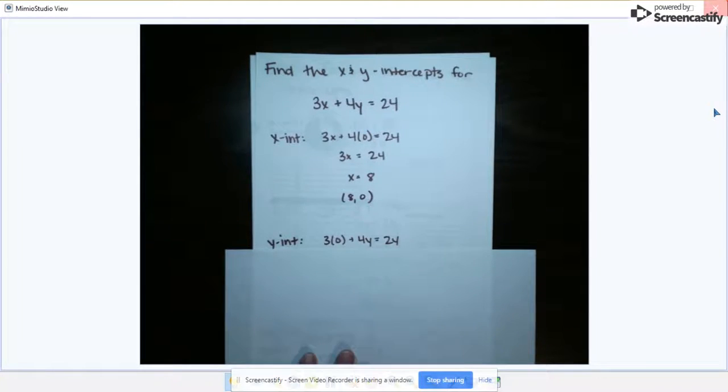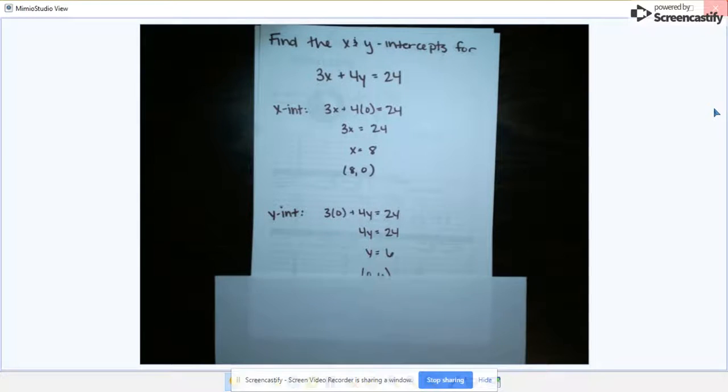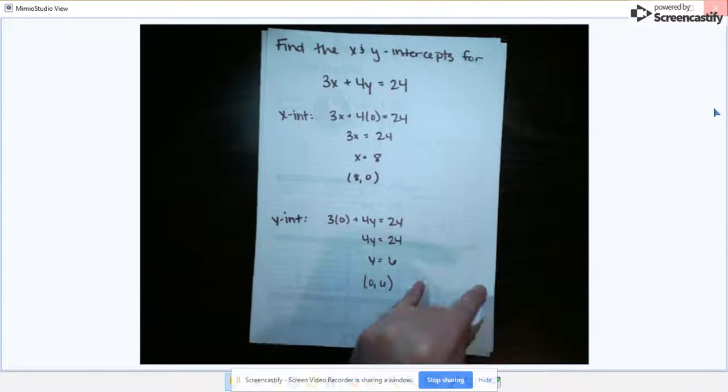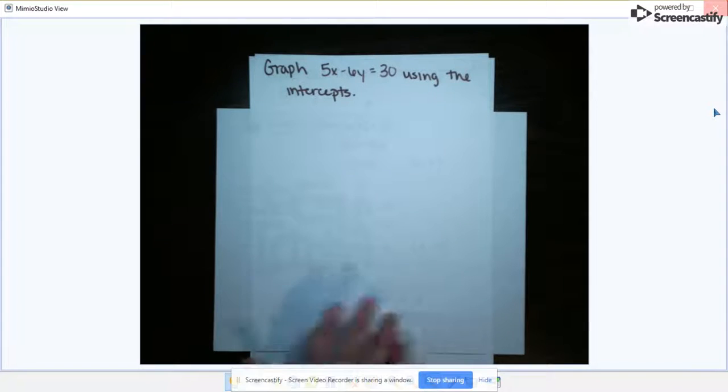Our y-intercept is going to be very similar, only we're going to plug in 0 for x. 3 times 0 is 0, so we have 4y equals 24. Divide by 4, and we get our y-intercept to be 0, 6. So in our next example, we're going to do the same exact thing, except now we're going to take it a step further, and we're going to have to graph.